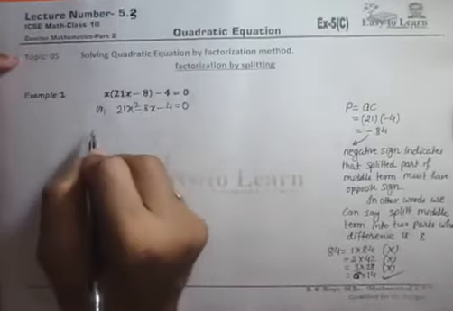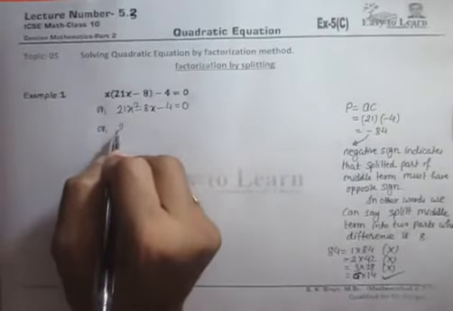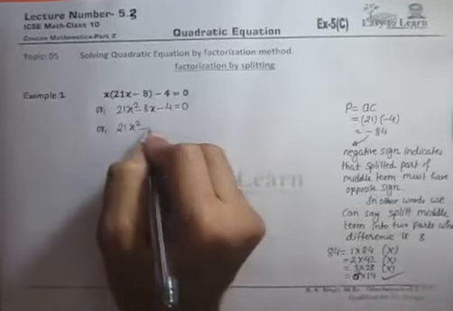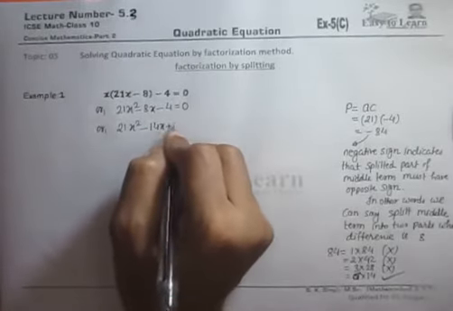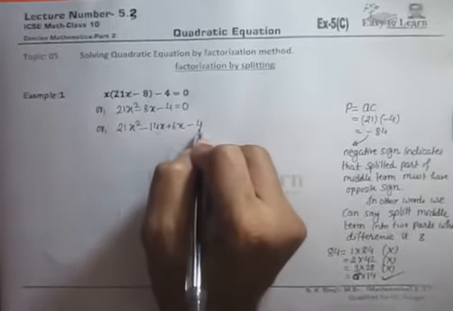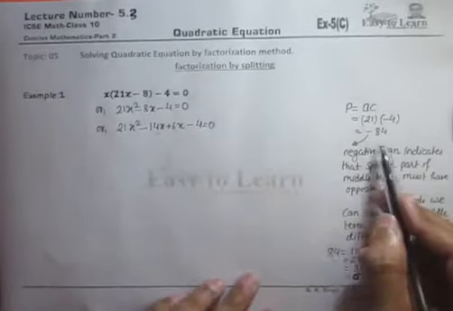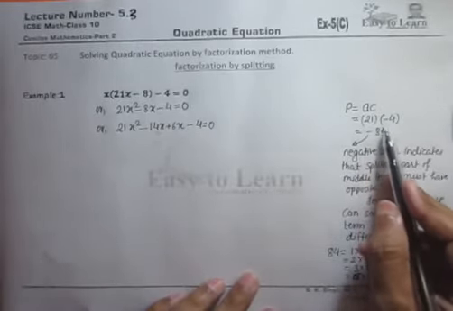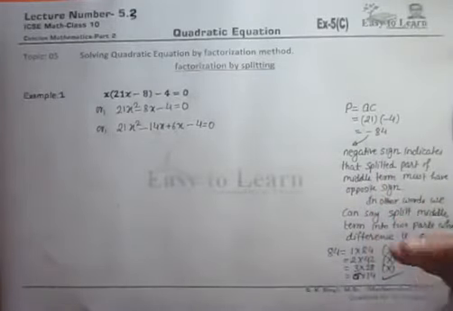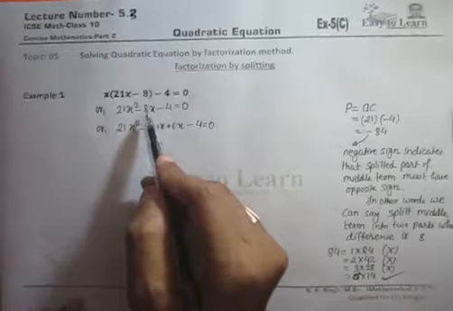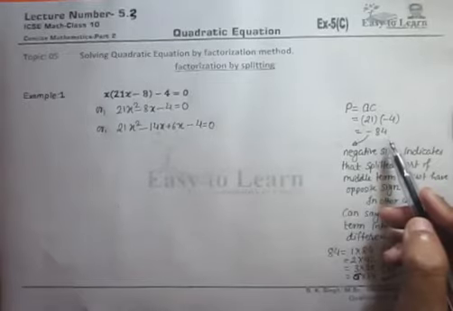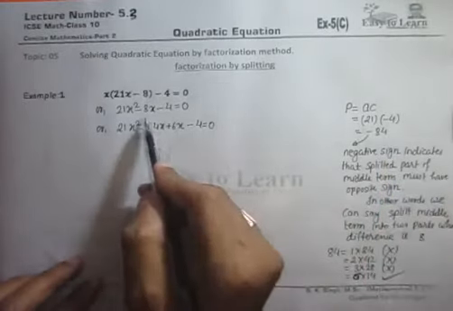So it means 21x square, we will split 8x as minus 14x plus 6x. Here the difference is 8. Minus 4 is equal to 0. So remember, if the product is negative, then you have to express this product as a product of two numbers such that their difference must be equal to the middle term.